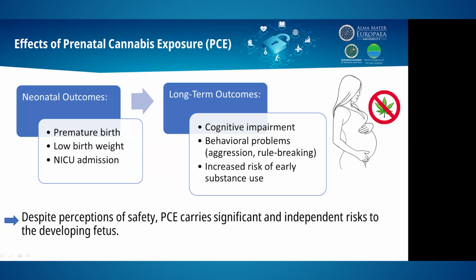At birth, we can see clear links to premature birth, low birth weight, and a higher chance of the baby needing intensive care. In the long term, the effects are on the brain. It can cause cognitive impairments, behavioral problems like aggression and delinquency. One longitudinal 22-year study showed that prenatal exposure can set a child on a trajectory towards early marijuana initiation, and that can lead to all sorts of problems in adulthood.